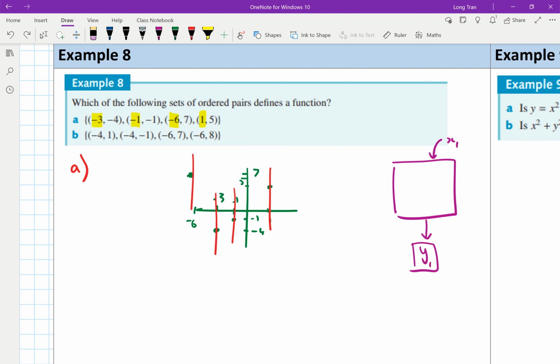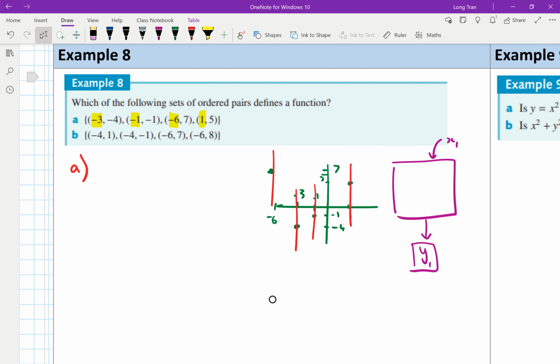I don't know why I can't move this actually. All right, there we go. Okay, so I would say which of the following sets defines a function? I would say A is a function. Whereas if I look at B, you see there's -4 and then -4 again, and then -6 and -6 again.